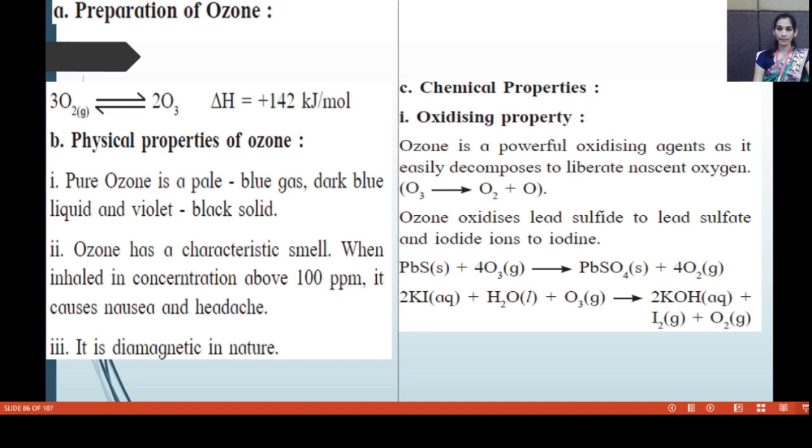Ozone oxidizes lead sulfide to lead sulfate and iodide ion to iodine. See here that lead sulfide reacts with ozone. Then we get such types of reactions from these processes. All these processes are considered as the oxidizing property of ozone.